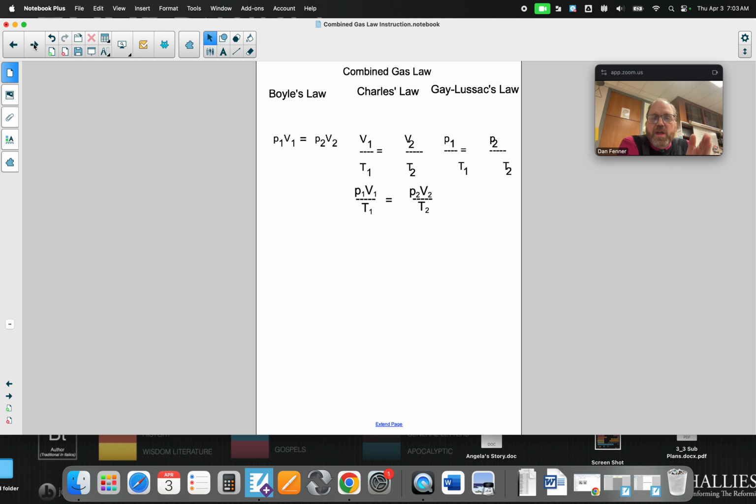Now, we could use that equation even if we're dealing just with Boyle's law or Charles' law or Gay-Lussac's law, because if it's constant temperature, we just take the temperature out here and you've got Boyle's law. If it's constant pressure, we take the pressure out, and we've got Charles' law. If it's constant volume, we take the volume out, and we've got Gay-Lussac's law. So let's take a look at some of these and see how they work.